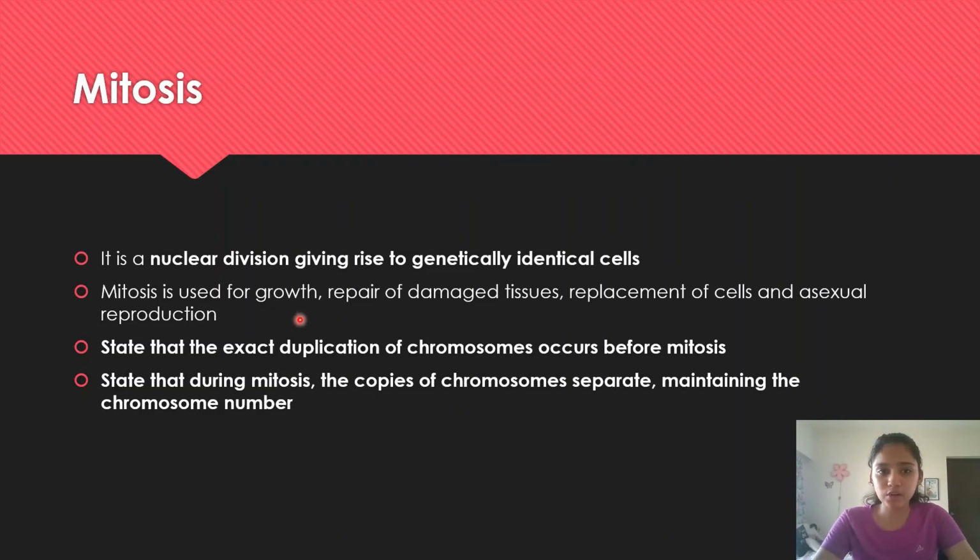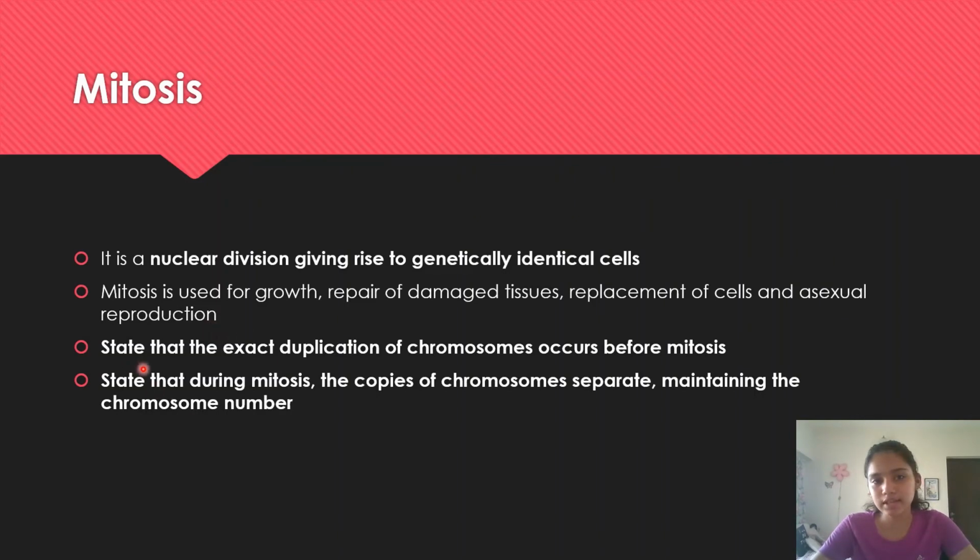Now, what is mitosis used for? It is used for growth, repair of damaged tissues, replacement of cells, and asexual reproduction. I suggest that you know at least two of these uses. My two that I always kept in mind were growth and asexual reproduction because they're easy. But I always say two uses, very important.